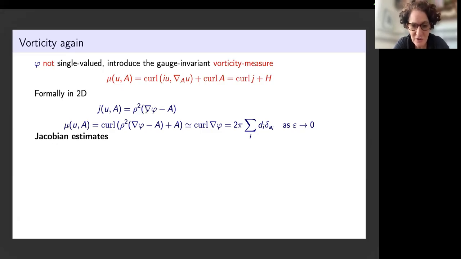And then when you take the curl of that thing, so formally you're taking the curl of the gradient, because you can equate rho to 1. And here you see the definition has minus A plus A.